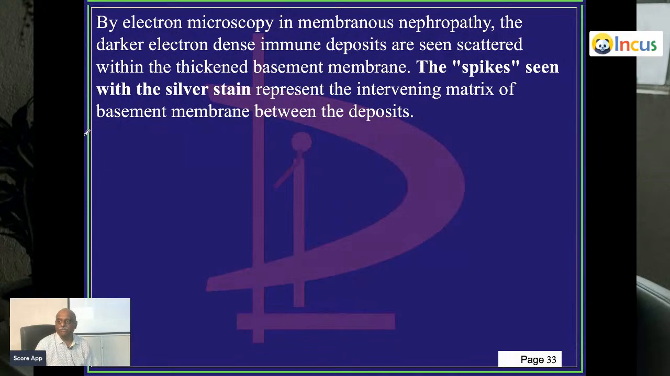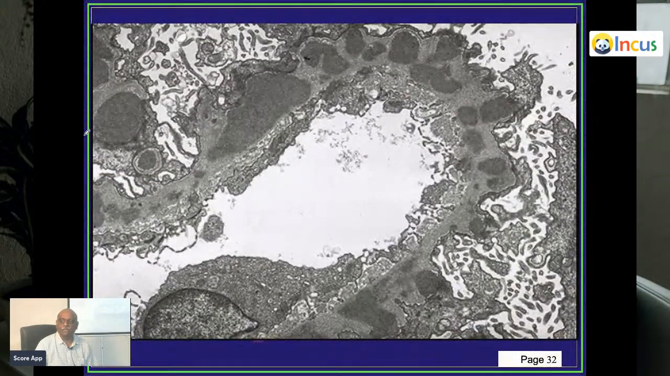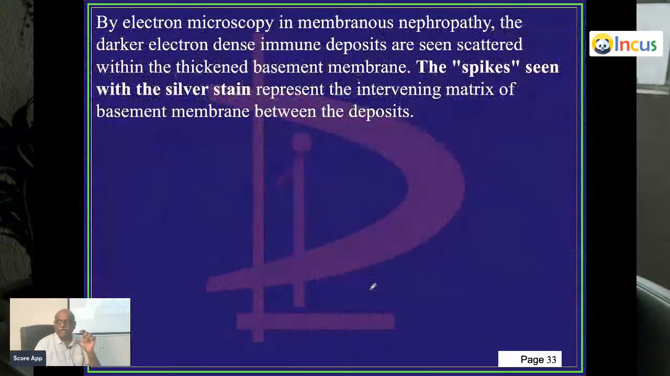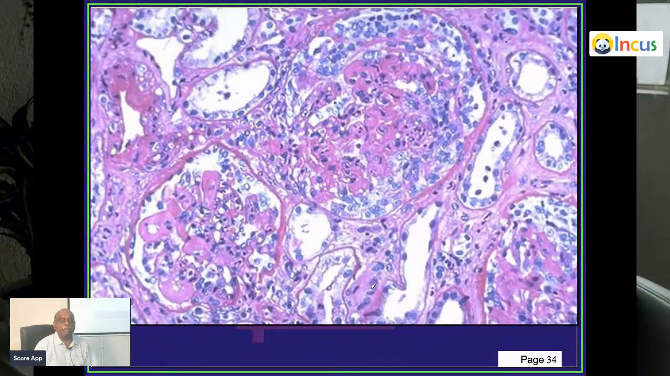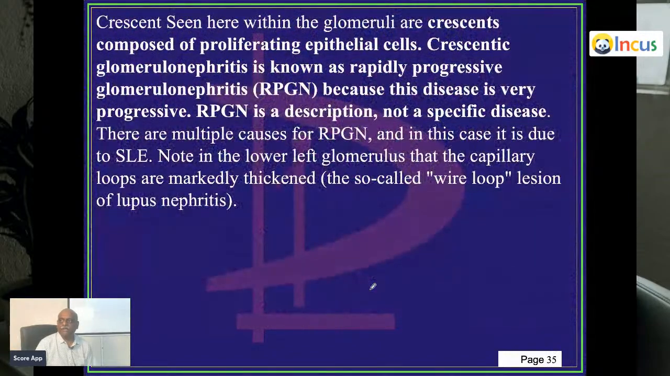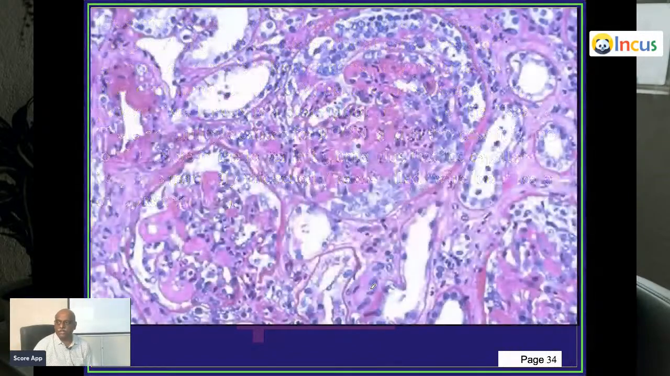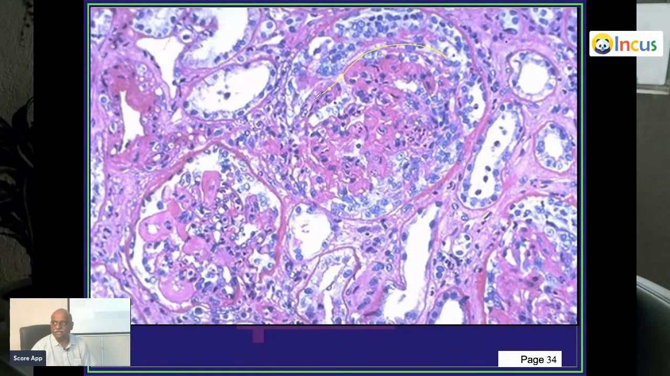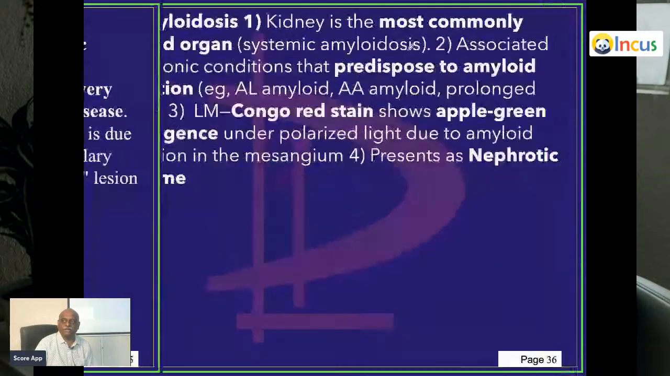And this is another example where you are able to find the GBM thickened. And what is this, doctor? Crescents. This we already discussed. Crescentic glomerulonephritis leading to RPGN.